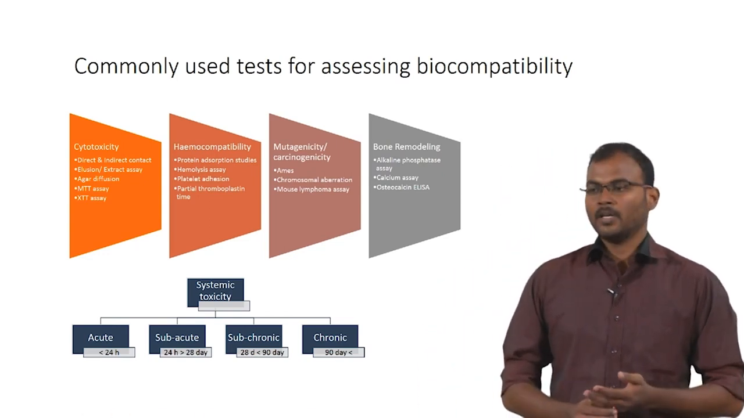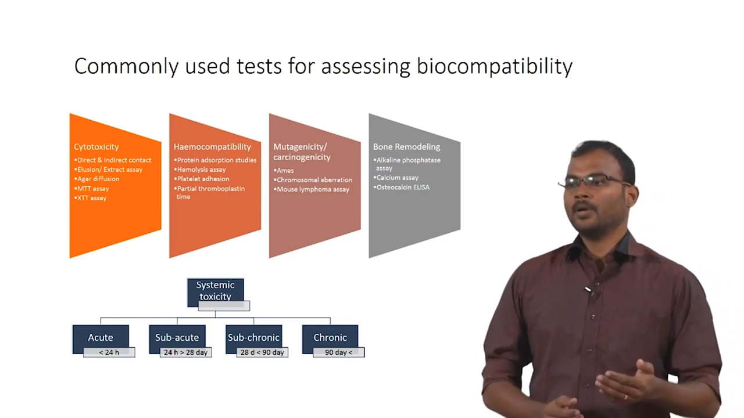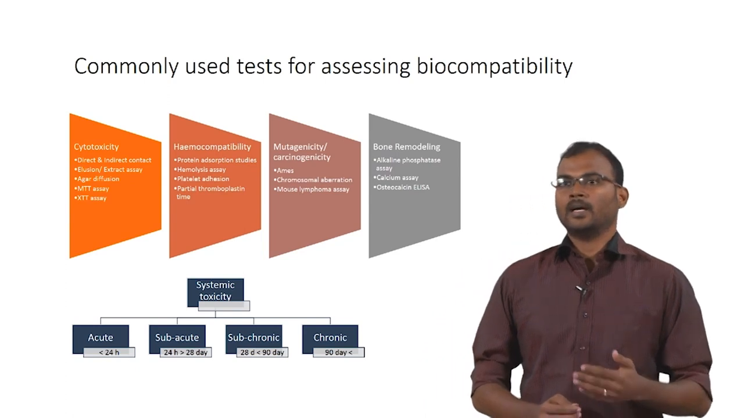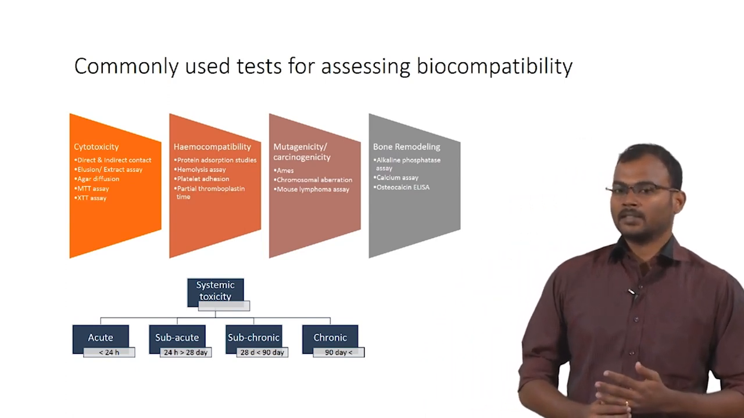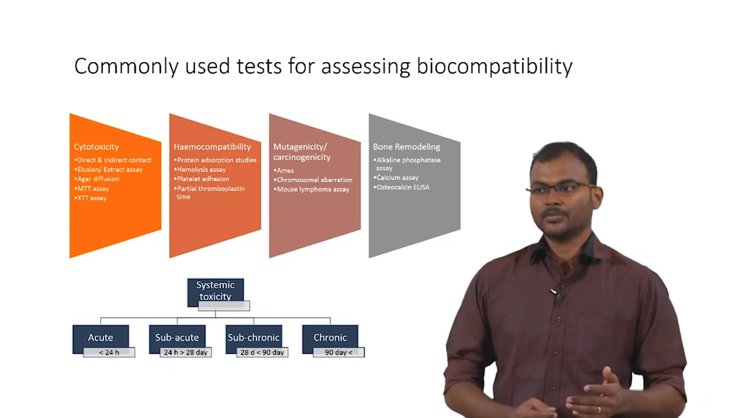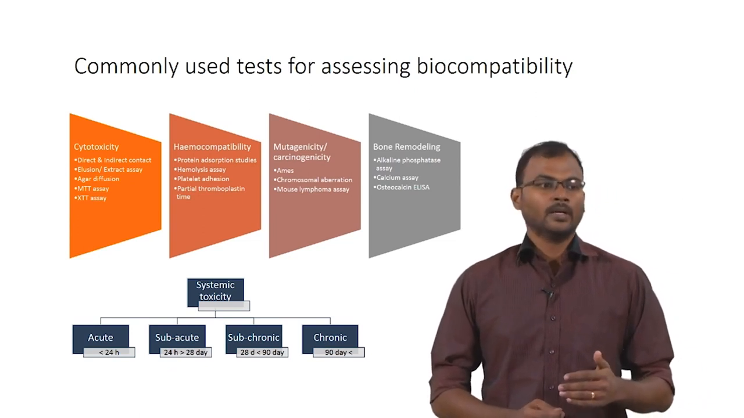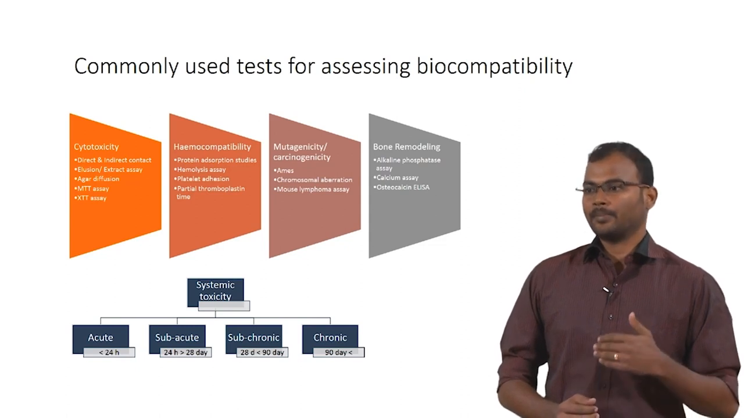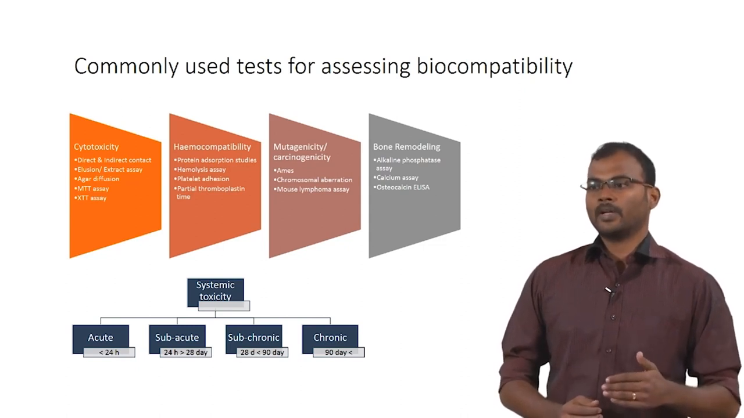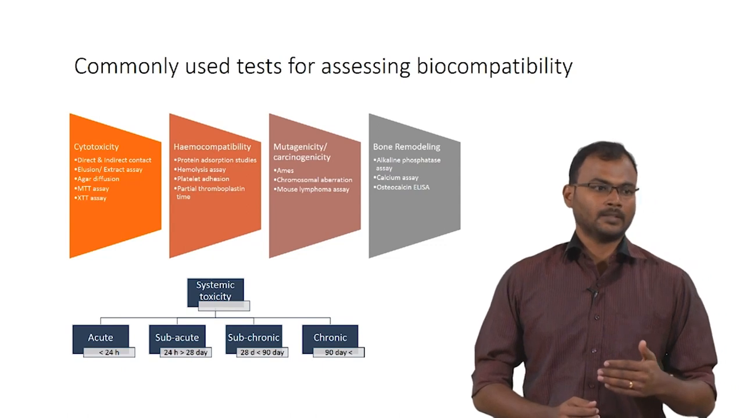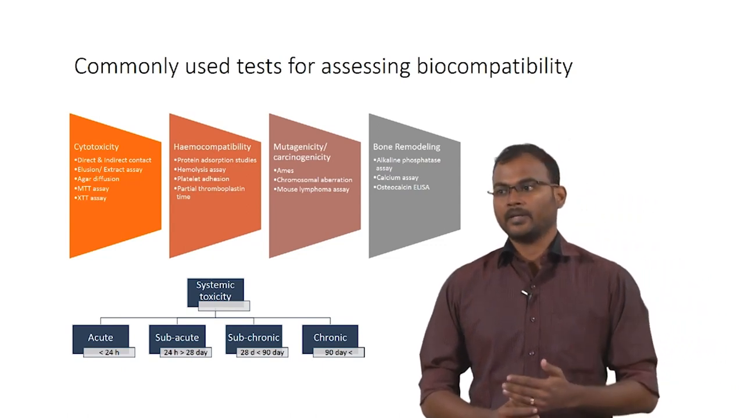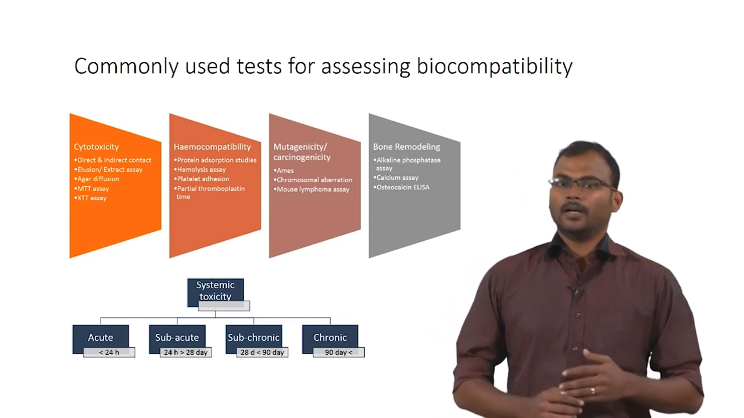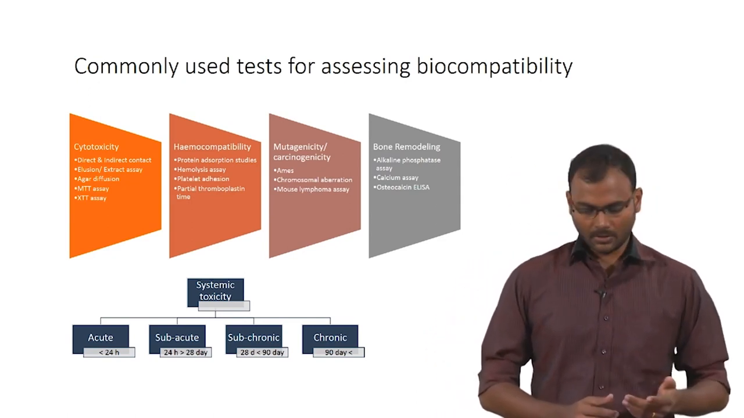The mouse lymphoma assay is similar to the Ames assay, but we do it in mouse lymphoma cells, in which the thymidine kinase enzyme is knocked out. Thymidine is supplied, so if your compound can mutate the cells, they can use that thymidine. By that you will understand whether your compound is causing any mutagenic response or not.